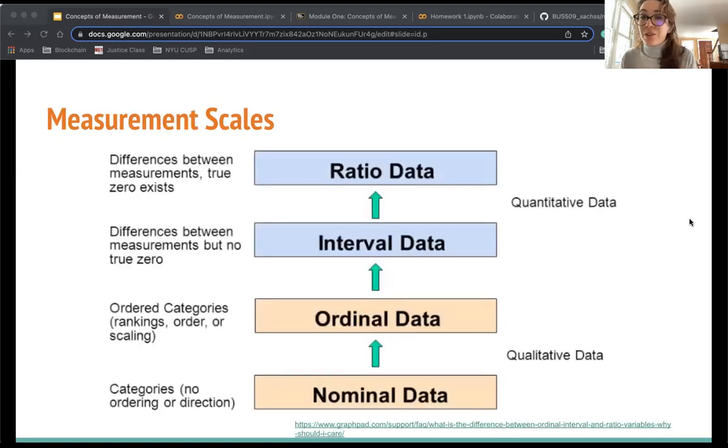In order to choose the appropriate technique for summarizing and analyzing variables, we must first distinguish between the different measurement scales. The 4 major measurement scales are nominal, ordinal, interval, and ratio. We start with nominal data, and this is any category that has no ordering or direction. All we can do is categorize or group them. The observations differ merely by name or label.